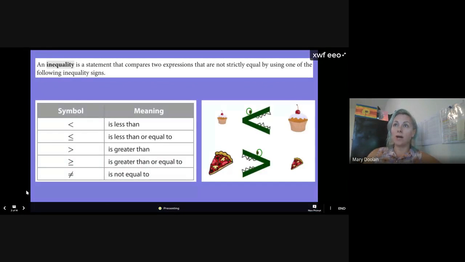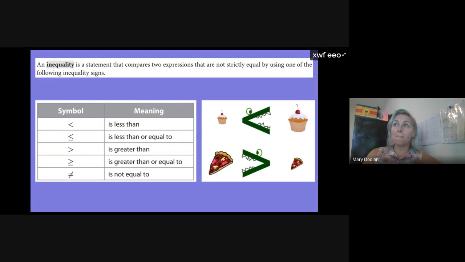Just to remind you what that is, it's a statement that compares two expressions that are not strictly equal by using one of the following inequality signs. We have the less than symbol, the less than or equal to symbol, the greater than symbol, the greater than or equal to symbol, and the is not equal to symbol. Those are all different inequality symbols that we use in math.